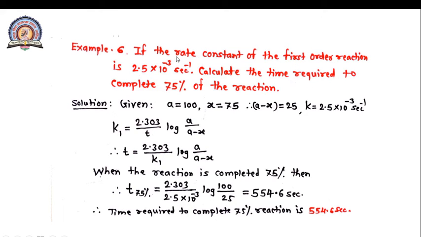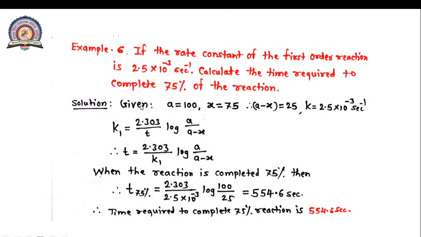Then problem number 6: if the rate constant of the first order reaction is 2.5 into 10 raised to minus 3 per second, calculate the time required to complete 75% of the reaction. Now here, the rate constant of the first order reaction is given, that is 2.5 into 10 raised to minus 3 per second, and we need the time required to complete 75% of the reaction.